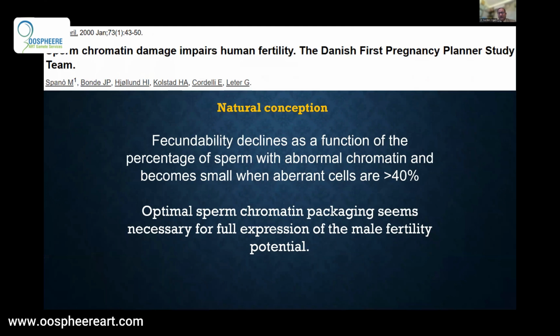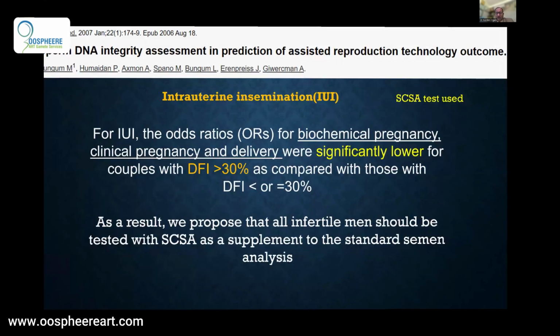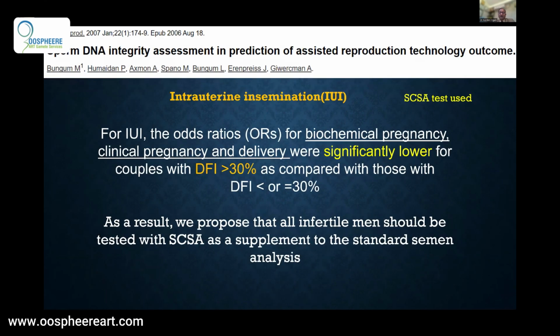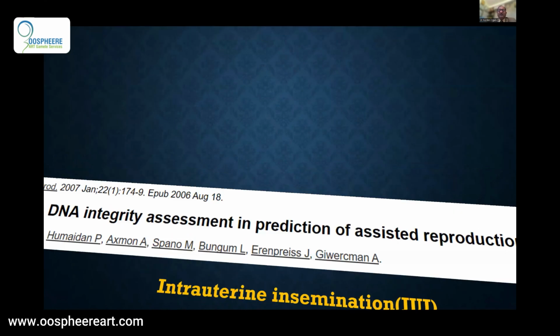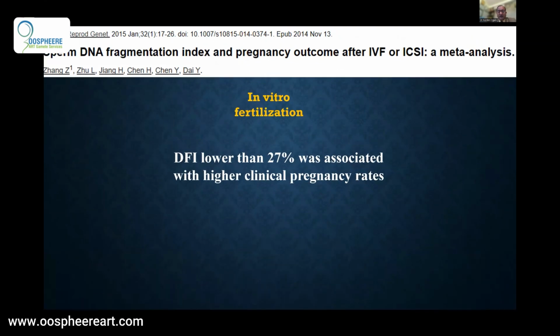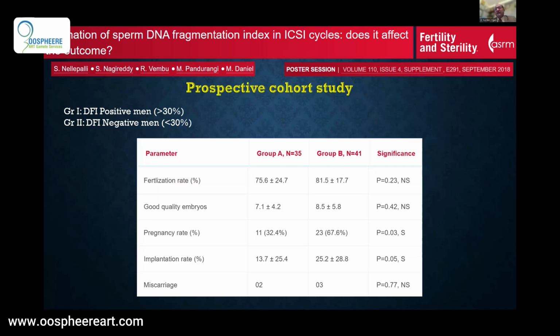But it has been seen that if the sperm DFI is very high, natural fecundity goes down. If it is more than 30%, the pregnancy rates and delivery rates are significantly lower in treatments like IUI. If it is conventional IVF, again, a DFI lower than 20% was associated with a higher clinical pregnancy rate. So ICSI is something we have to understand as the solution for these cycles.